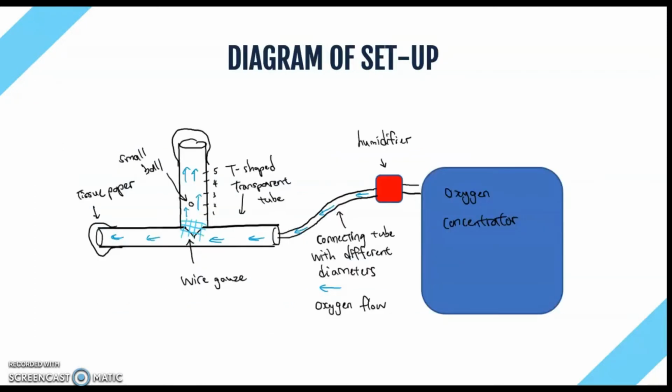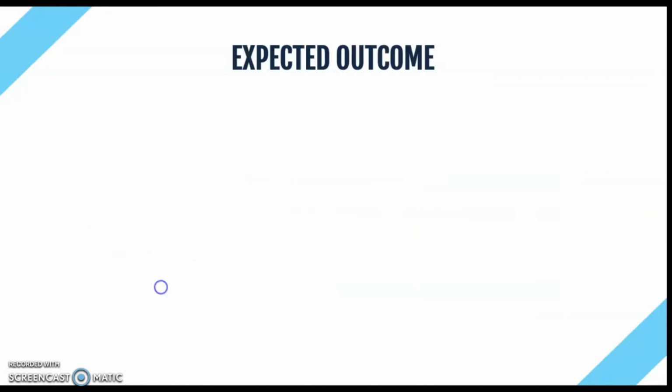This is how our diagram of the setup will look like. As you can see, the oxygen is flowing from the oxygen concentrator through a connecting tube and into the T-tube that we made. The ball is placed at the top tube. By changing the diameter of the connecting tube, we can observe the position of the ball in the tube.